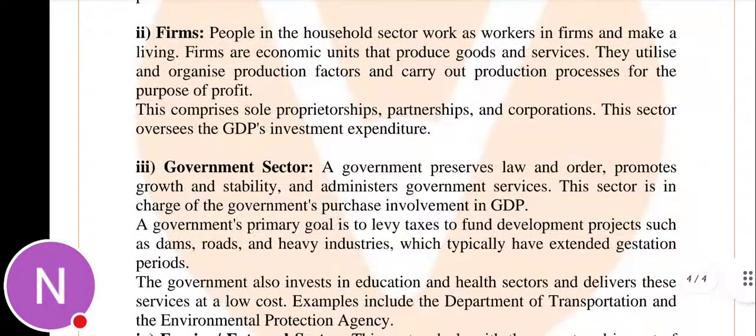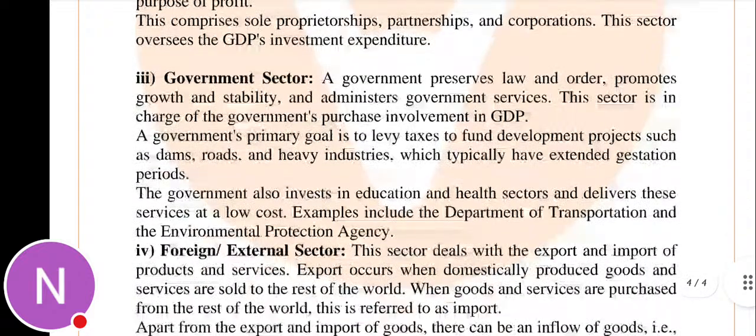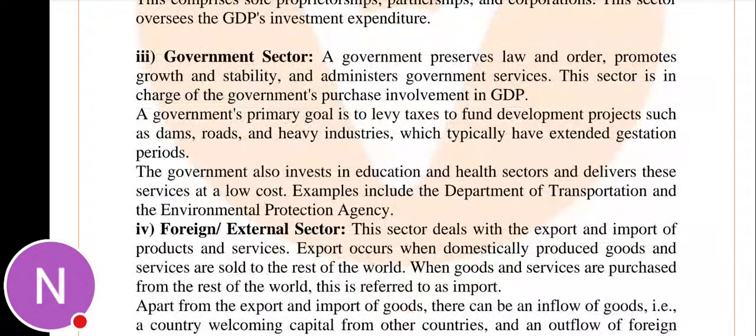Next is firms. The people in the household sector work as workers in the firms and make a living. Firms are the economic units that produce goods and services. Next is the government sector. A government preserves law and order. They promote growth and stability and also administer government services. These are the things the government sector does.